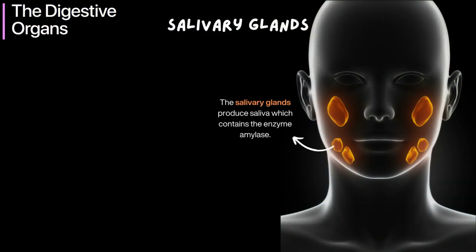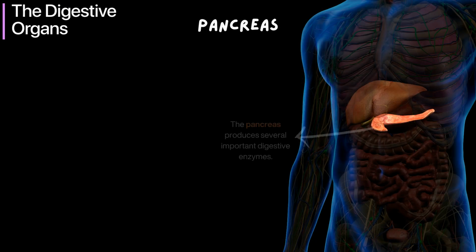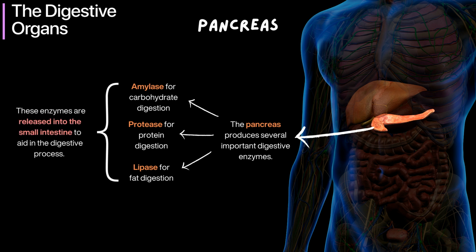For example, the salivary glands produce saliva, which contains the enzyme amylase. Amylase begins the chemical digestion of carbohydrates by breaking down starch into maltose in the mouth. Secondly, the pancreas produces several important digestive enzymes: amylase for carbohydrate digestion, protease for protein digestion, and lipase for fat digestion. These enzymes are released into the small intestine to aid in the digestive process.